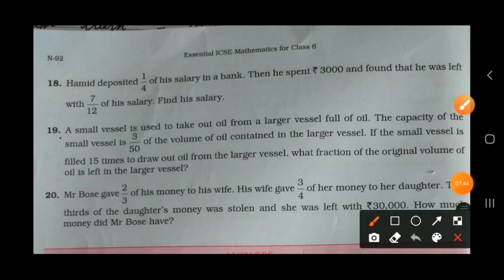Question 19: A small vessel is used to take out oil from a larger vessel full of oil. The capacity of the small vessel is 3 upon 50 of the volume of oil contained in the larger vessel. If the small vessel is filled 15 times to draw out oil from the larger vessel, what fraction of the original volume of oil is left in the larger vessel?